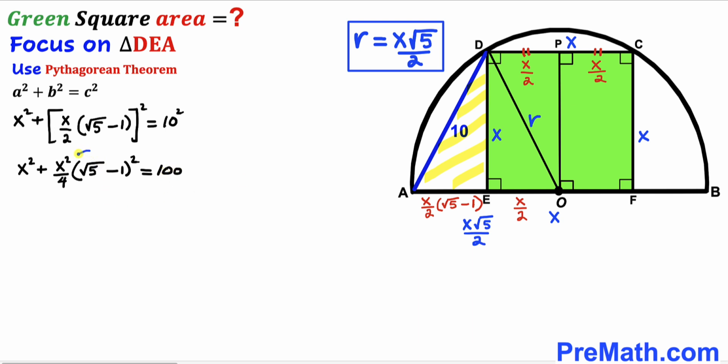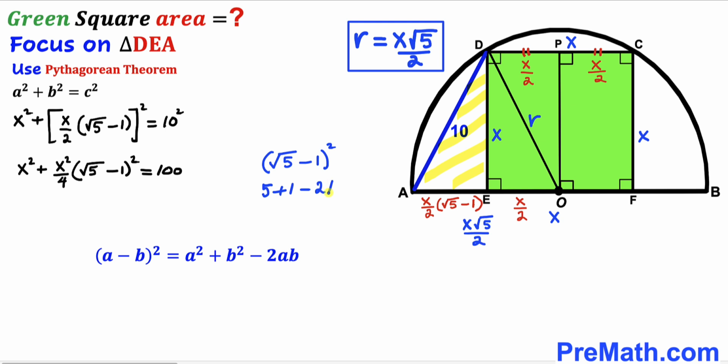And now let's focus on this part. Here I have copied it down: square root of 5 minus 1, whole square. Now let's recall this famous identity: a minus b whole square can be written as a square plus b square minus 2 times ab. We are going to apply this identity on this binomial. Therefore this can be written as 5 plus 1 minus 2 times square root of 5. If we simplify, that gives us 6 minus 2 times square root of 5.